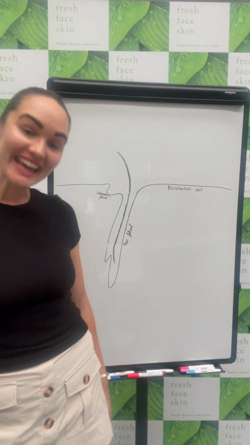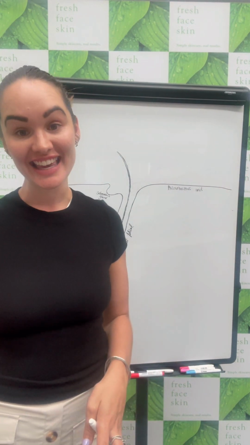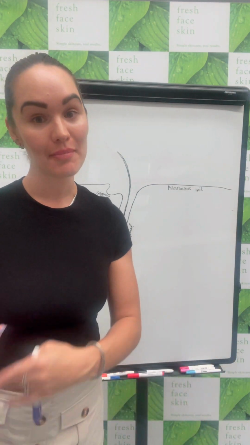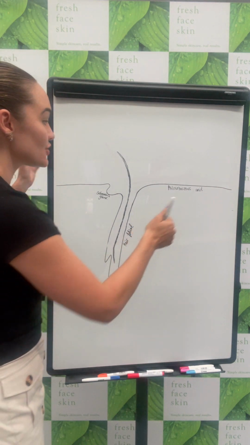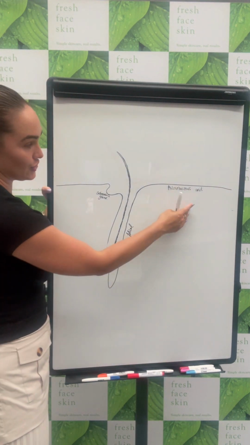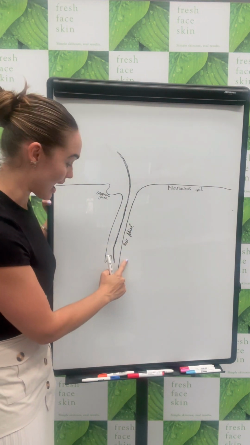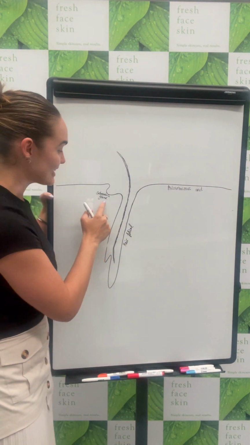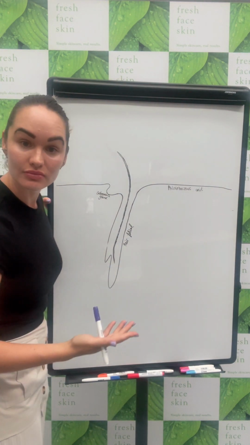Now, to begin, I wanted to draw up a visual for you guys so you can actually see what I'm talking about and try and make sense of how breakouts formed in the first place. So this is my drawing of a sebaceous unit. Basically this unit is where hair follicles are grown from and where our sebaceous glands are attached to, so where we create our oil in our skin.